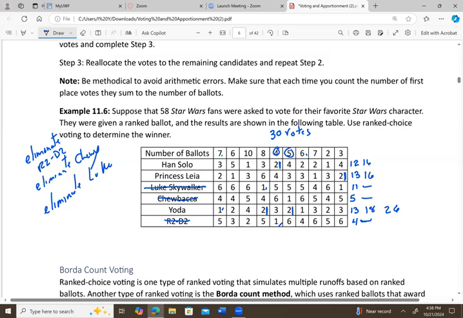So I think we have an error here somewhere. 6 and 7 is 13. She gets Luke's votes, 16. Han has 10 and 2 is 12. Yes, R2. So I have 32, and yeah, that's 58. So we have a tie here. So technically, we would eliminate both of these and Yoda wins.